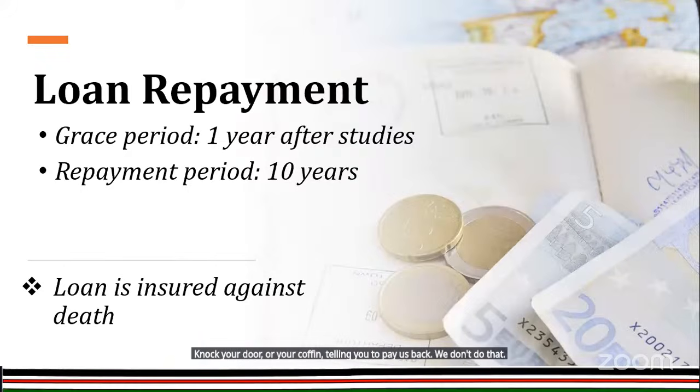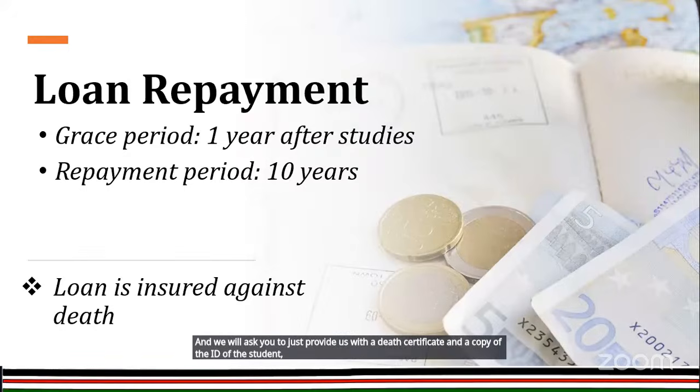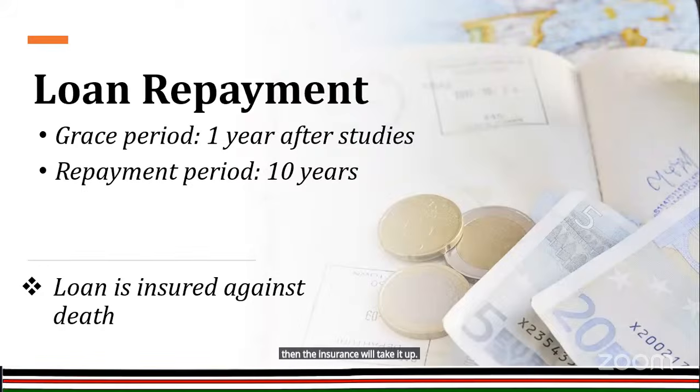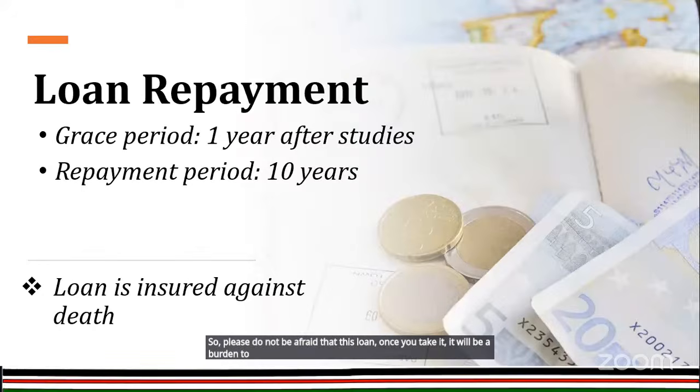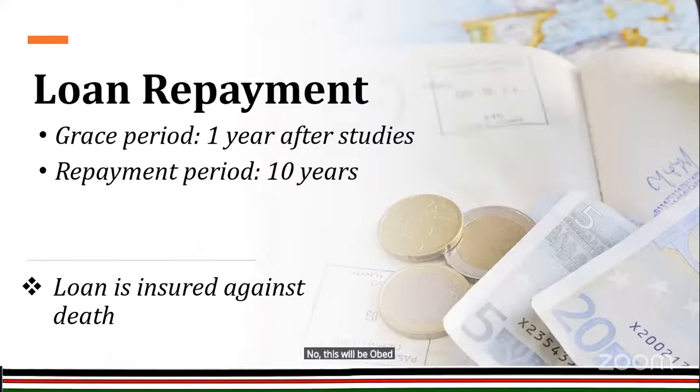We are very human, and so we will let you grieve, and we will ask you to just provide us with a death certificate and a copy of the ID of the student, and then the insurance will take it up. So please do not be afraid that this loan, once you take it, will be a burden to someone else. No, this will be your burden, and everyone will carry their own cross. But when it reaches the cross of the departed, the insurance will carry it for you.